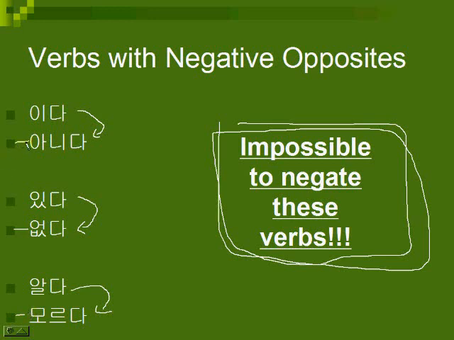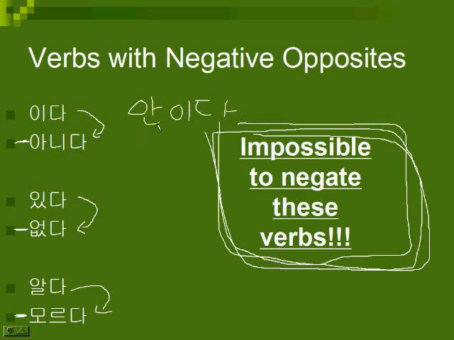So remember, there's going to be one particular particle that only takes negative verbs or verbs in negation. That means that it's actually going to only take these guys. But don't worry, this isn't that important. Just remember these are all negative in meaning already. So, impossible to negate, you'll never see 안이다. You're just going to see 아니다, which is kind of funny because they're pronounced the same way. You'll never see 안있다, it'll just be 없다. Never see 안알다, you'll only see 모르다. To not know, to not exist, to not be.